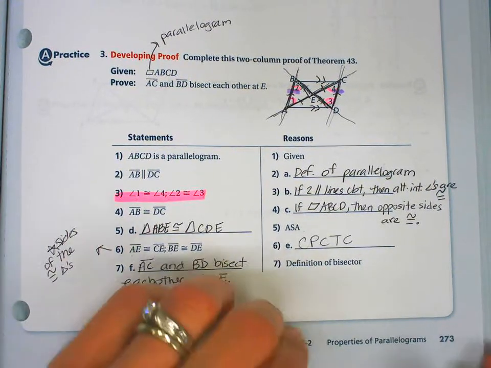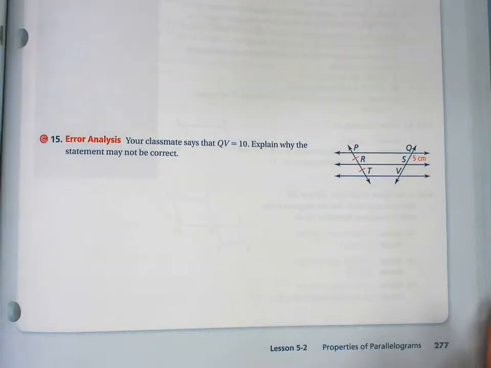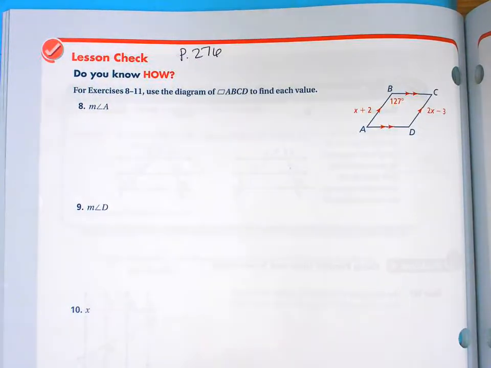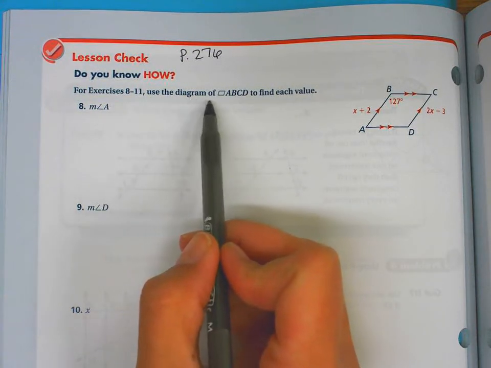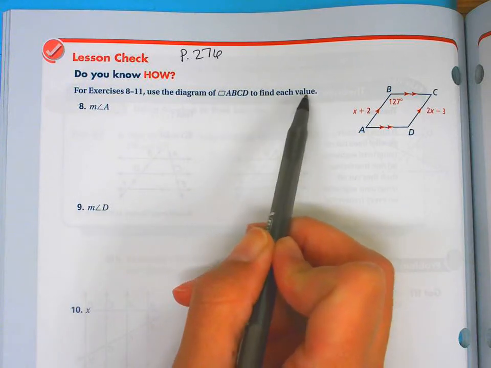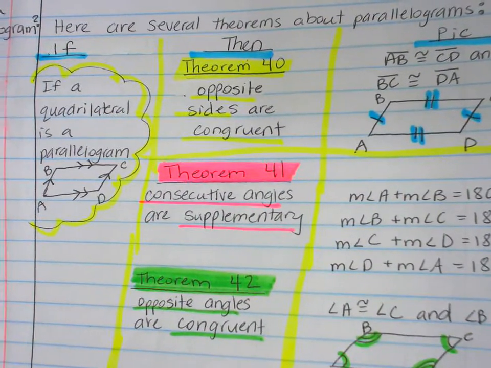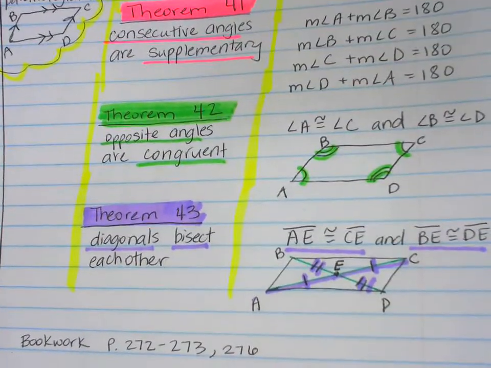All right, and then we are going to practice just a little bit more. So pause if you need to write that. We are going to do page 276. Just a little bit more to practice before we get to the other assignment. So for exercises 8 through 11, use the diagram of parallelogram ABCD to find each value. So we will be using all of the theorems. So look back at your notes. Opposite sides are congruent, consecutive angles are supplementary, opposite angles are congruent, and diagonals bisect each other. Actually, we're not doing the diagonals. We're just doing the first 3.